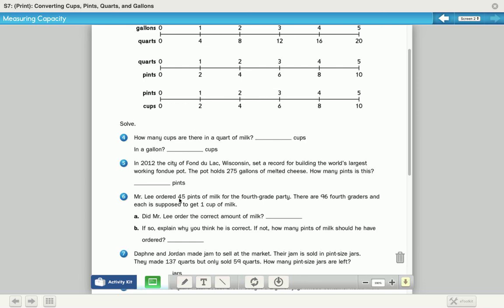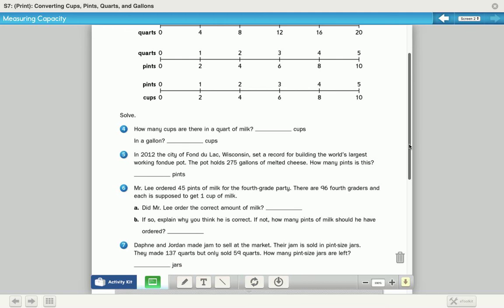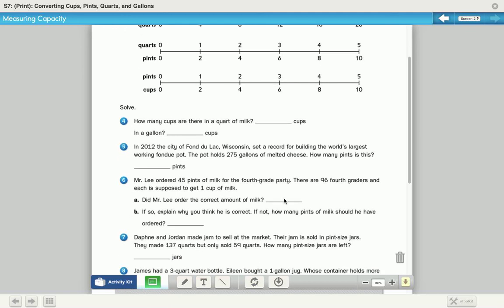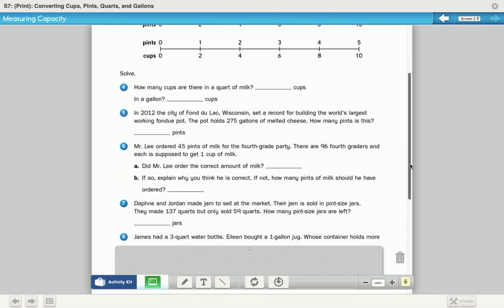So if we have 45 pints, we'd have to take 45 times 2 to figure out how many cups that is. So you can do that real quick. And 45 times 2 would be 90. If there are 96 4th graders, did he get the right amount of milk? No, he did not get enough because he's going to be short about 6 cups. So it says how many pints of milk should he have ordered? To get enough pints for 96 4th graders, he would have had to add 3 more pints to that. So he would need 48 pints.